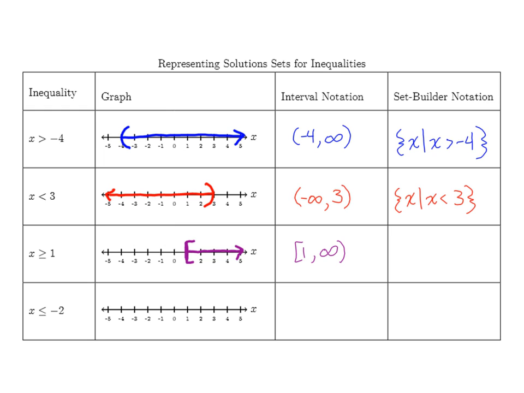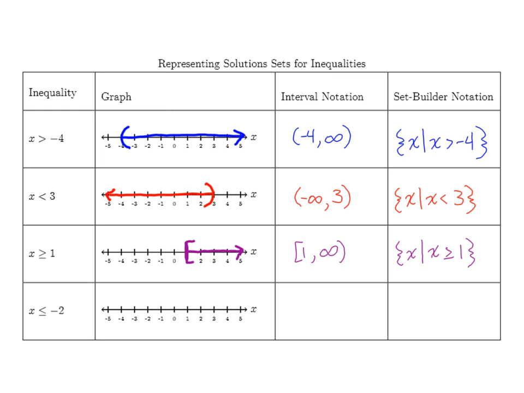To write this using set builder notation, I need to write the set of x such that x is greater than or equal to 1. And so using symbols, I'll write a curly bracket, an x, a bar for such that, then I'll put in my inequality x greater than or equal to 1, and end that again with a curly bracket.